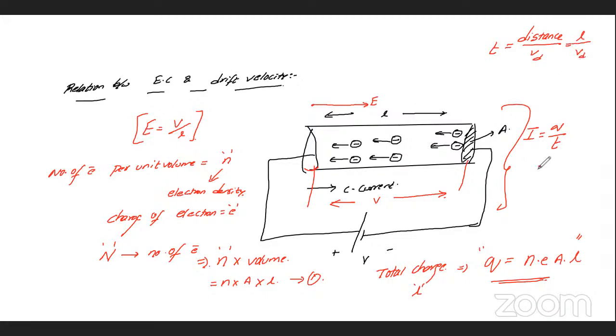I'm going to substitute the relation here. So Q is nothing but your N times E A into L, divided by the drift velocity, that is, your time period is nothing but L by V. L, L will get cancelled. So I is equal to N E A V. This is your current with which the electrons are traveling. Let's take it. The current relation is important.